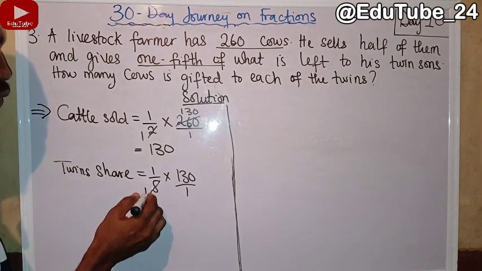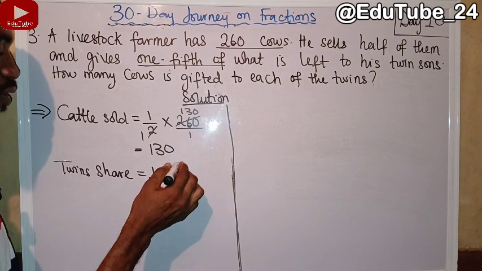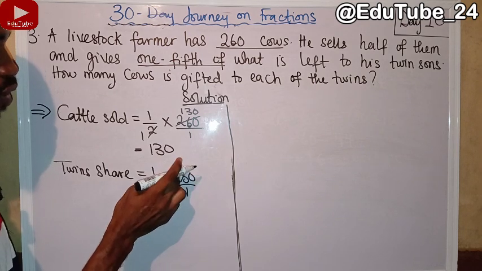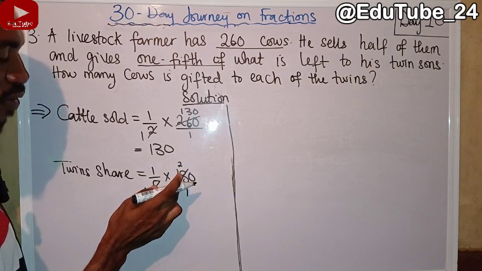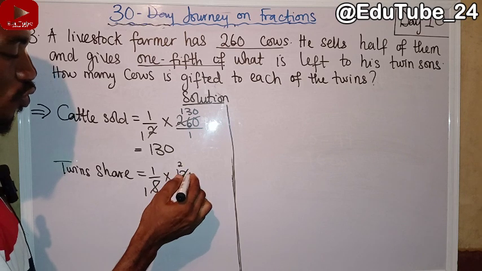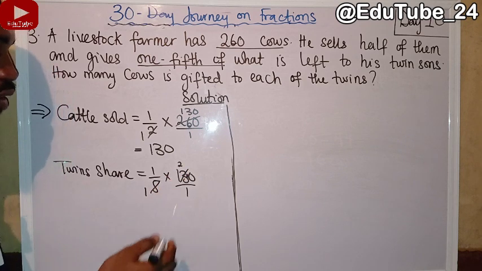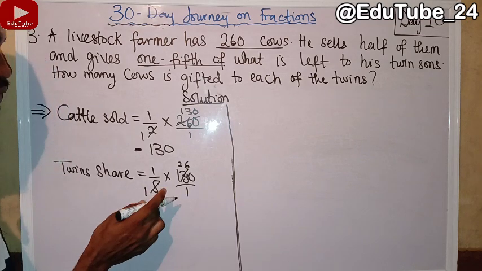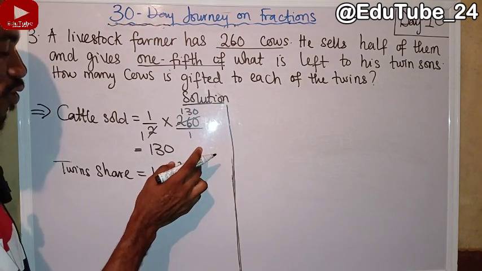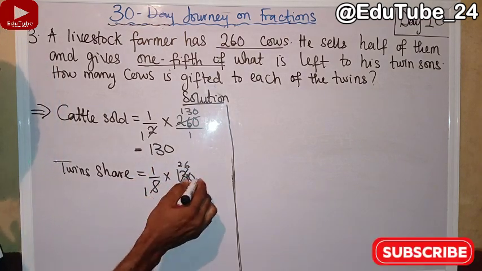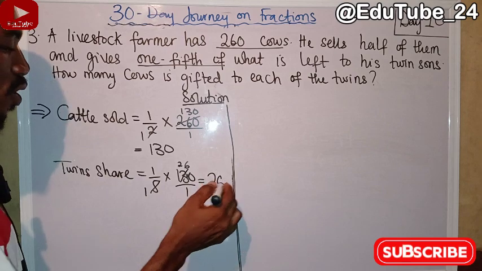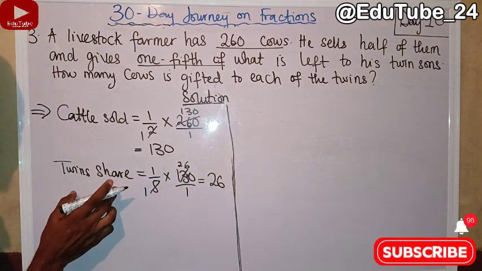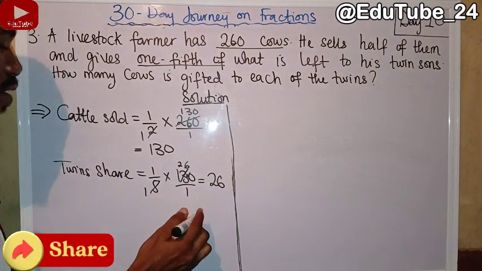So 5 here, 1, 5 in 13, that will certainly give you 2. 5 times 2 will give you 10. If you take away 10 from 13, you'll be left with 3. So I'm tagging 3 at the back of 0 here. So we are going to have 30. So 5 in 30, that will give you 6. So that means that 1/5 of 130 is 26. So 26 times 1 will be left with 26. So that means the twins are meant to share 26 cows.